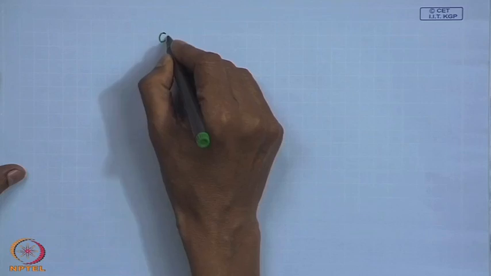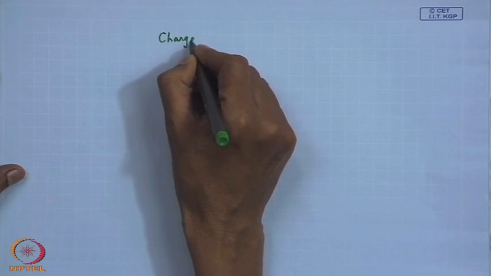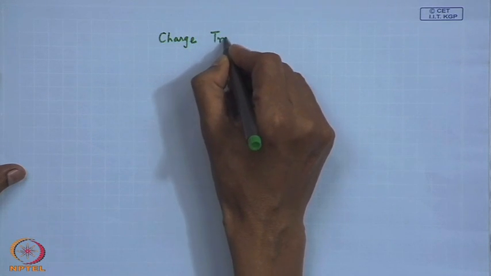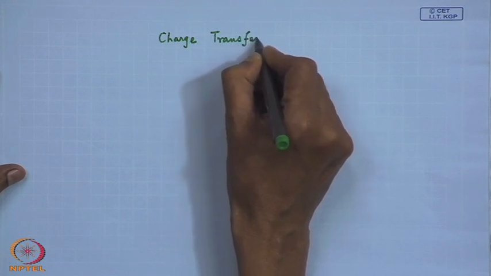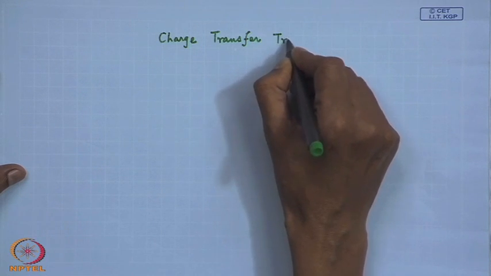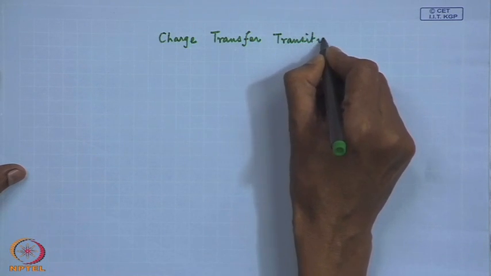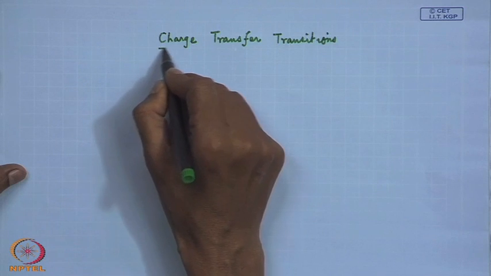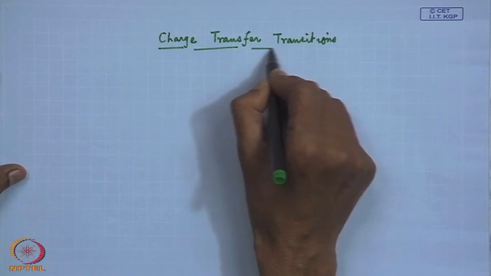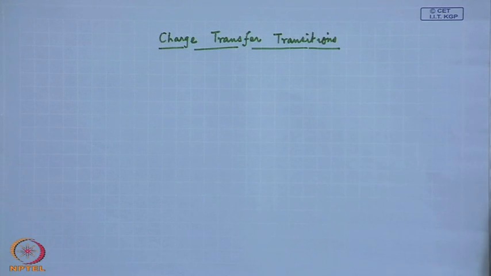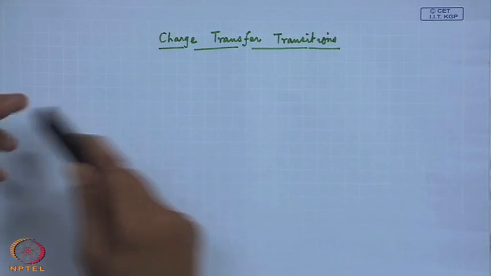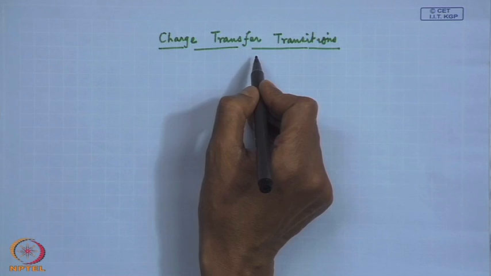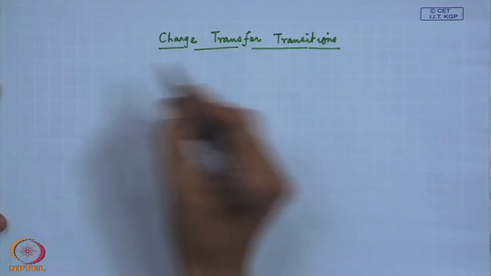Good evening everybody. So today we will talk about the charge transfer transitions. Here we will see how the electronic spectrum is, in most cases, very much dominated by this charge transfer. So, what is that?